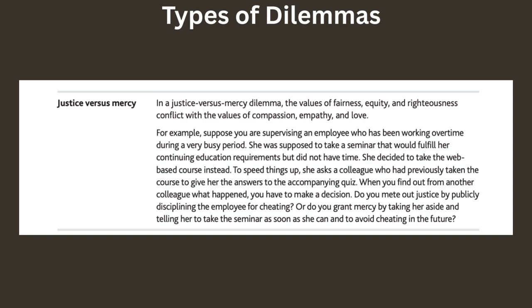So, the last one is justice versus mercy. In a justice versus mercy dilemma, the values of fairness, equity, and righteousness conflict with the values of compassion, empathy, and love. For example, suppose you're supervising an employee who has been working overtime during a very busy period. She was supposed to take a seminar that could fulfill her continuing education requirements but did not have time. She decided to take the web based course instead. To speed things up, she asked a colleague who had previously taken the course to give her the answers to the accompanying quiz. When you find out from another colleague what happened, you have to make a decision.